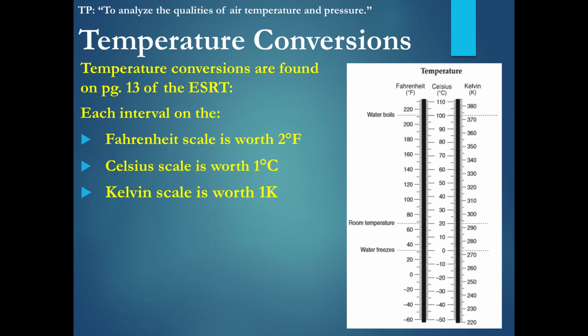Temperature conversion. All right, they're found on page 13 of your reference table. Each interval on the Fahrenheit scale is worth 2 degrees Fahrenheit. Each interval on the Celsius scale is worth 1 degree Celsius. The Kelvin scale is worth 1 K. And also, if you notice, there is no degree mark for Kelvin. All right, just a K. There's degree Celsius and degree Fahrenheit for temperature.